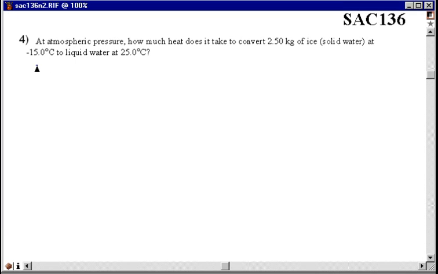Okay, we're going to solve problem SAC136-2. At atmospheric pressure, how much heat does it take to convert 2.5 kilograms of ice, solid water, at negative 15 degrees Celsius to liquid water at 25 degrees Celsius?